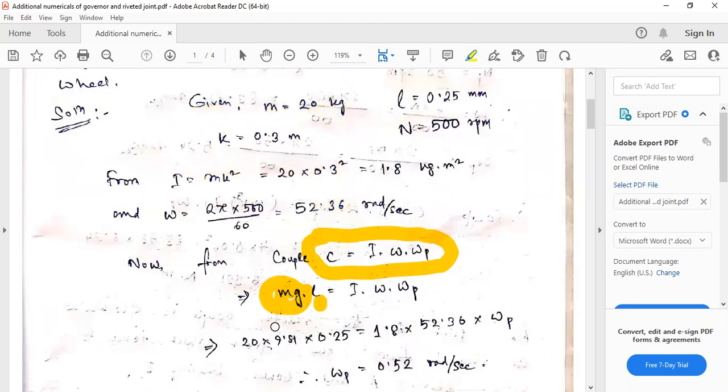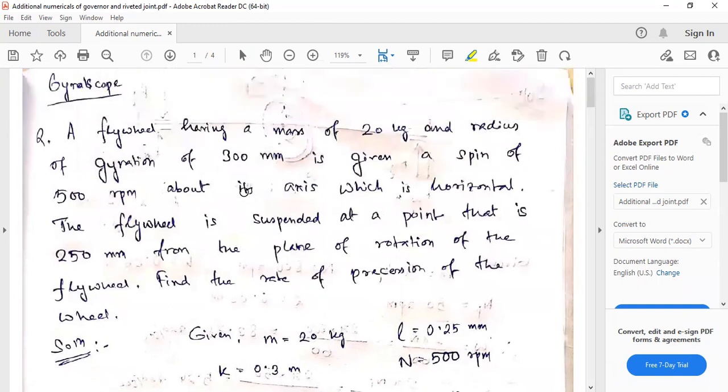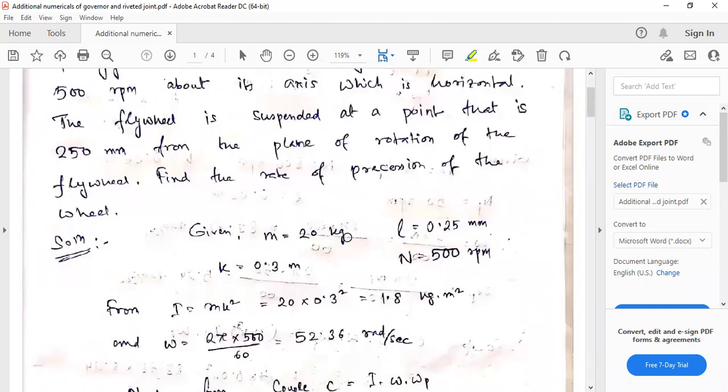And you know how to find this I. I can be found as m k square, so mass into radius of gyration square. From there you can find out I. Now, what are the given things here? The mass of the flywheel is given as 20 kg.